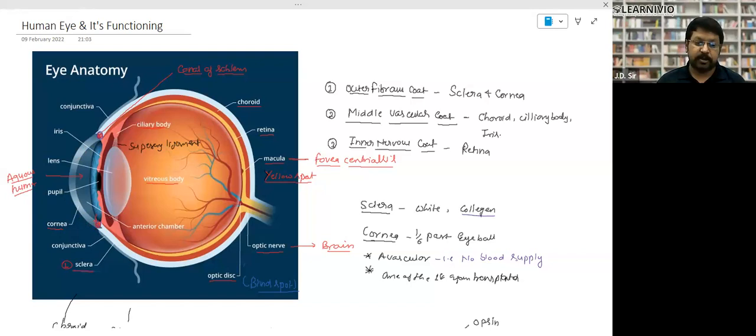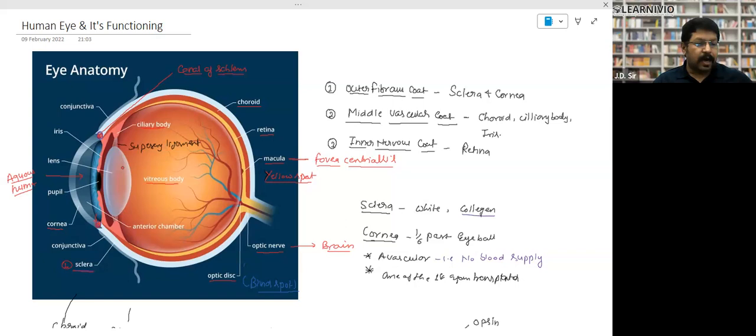Then after the sclera, there is a second layer that is called the choroid. Choroid extends and makes the iris. Then the third part is called the retina. This structure is called the retina, and this is called the lens. So there are three coverings: sclera, choroid, and then retina.